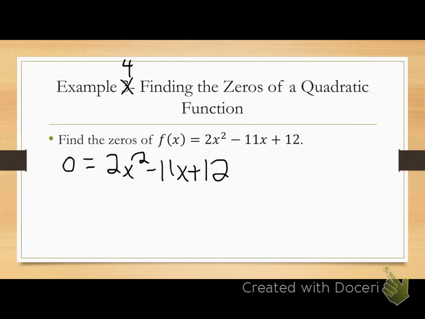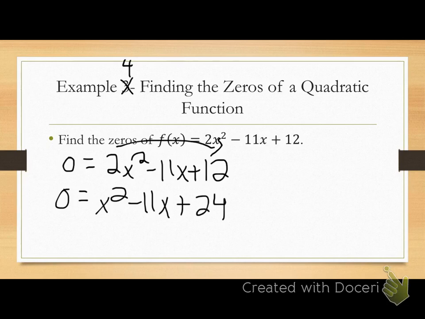Do I have any GCFs I can pull out? No. Are there 4 terms? No, so I'm not factoring by grouping. Is there only 2 terms and I can take the square root of A and C? No, so I'm not taking the difference of squares. Is there a number besides 1 in front of x squared? Yes, so what am I going to have to do? Slide and divide. 2 times 12? 24. Everyone okay with that? We're just factoring 2x squared minus 11x plus 12.